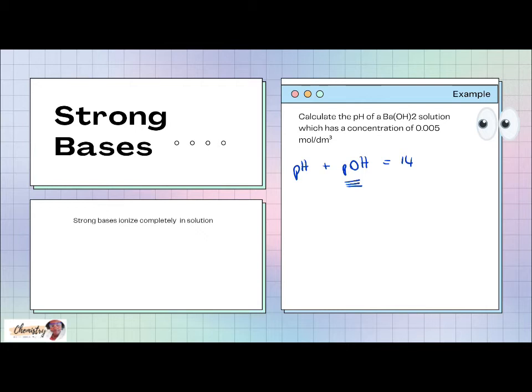Because barium hydroxide is a strong base, and this barium hydroxide had a solution, and this barium hydroxide had a concentration, we would determine the pOH, substitute it in the equation, and then solve to find the pH of this barium hydroxide solution.